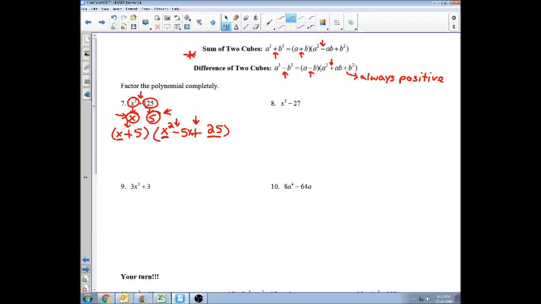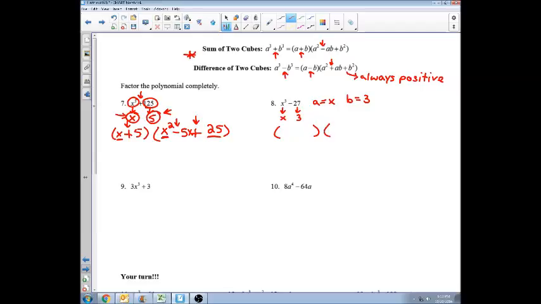What is the cube root of x to the third? It would be x. What is the cube root of 27? Well, it's going to be 3. So my a would equal x, and my b would equal 3. Remember, I'm going to make up two sets of parentheses.